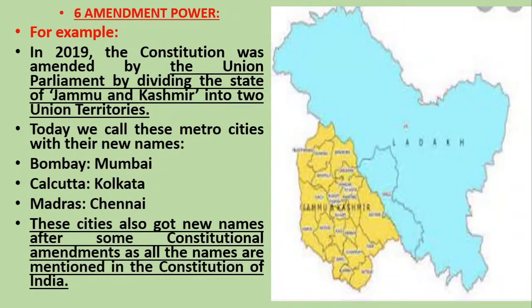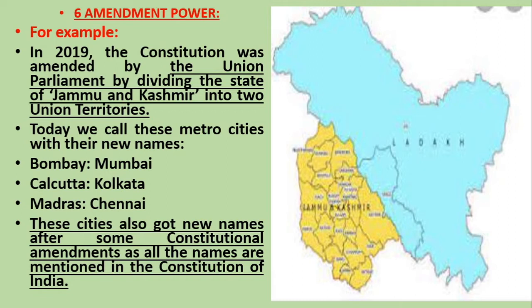Next is amendment power. For example, in 2019, the Constitution was amended by the Union Parliament by dividing the state of Jammu and Kashmir into two union territories. This you must be knowing because it was done recently. And secondly, today we call these metro cities by their new names. We call Bombay as Mumbai, Calcutta as Kolkata, and Madras as Chennai. You know what it is? Where the changes are done, these are constitutional changes.